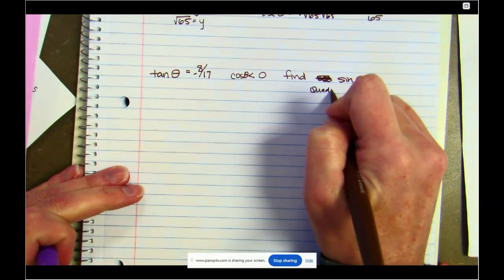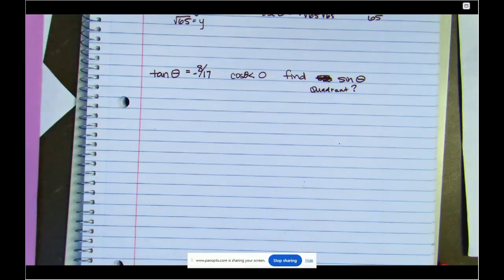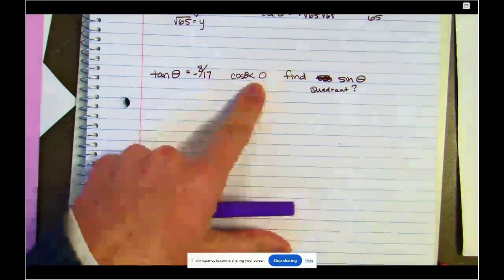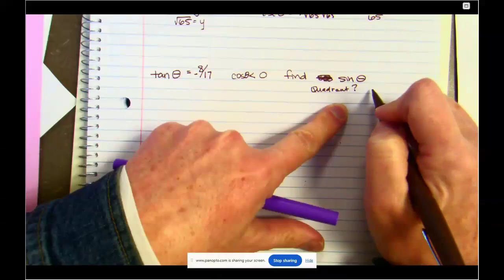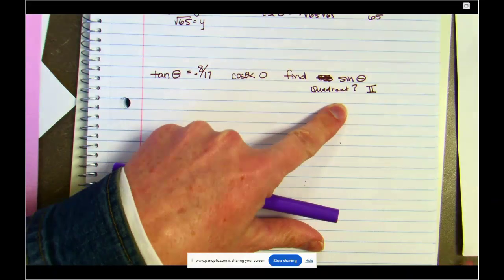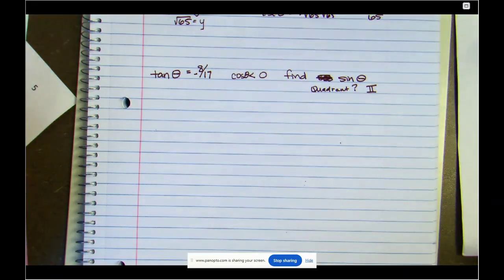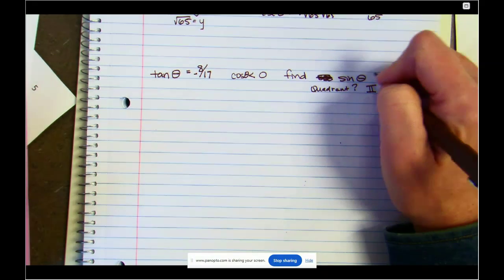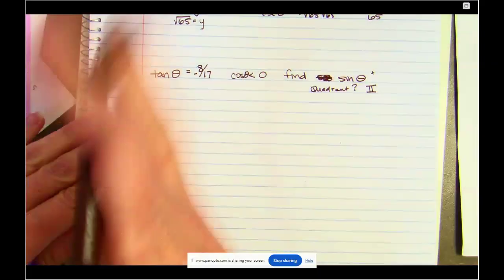Okay, so first question, what quadrant is this in? It's in quadrant 2. Tangent is negative, cosine less than 0, that means it's negative. So that's quadrant 2, where cosine and tangent are both negative. So in that quadrant, the sine needs to be what? Sine has got to be positive at the end. Okay, now you can forget all about that and do the math normally.